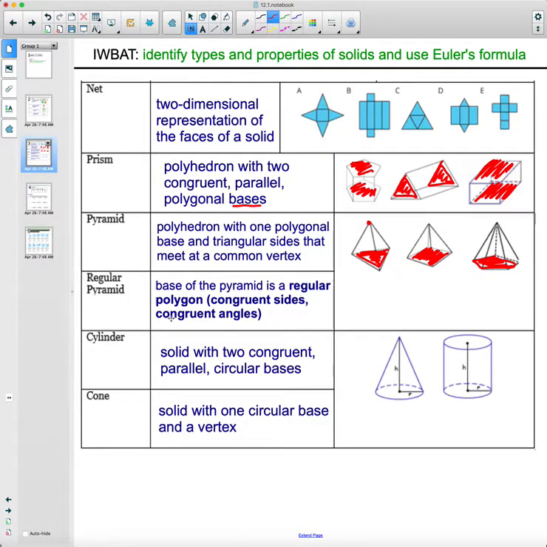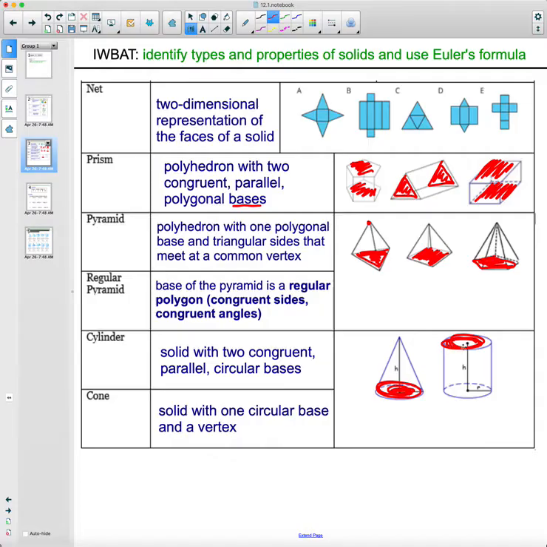A regular pyramid means that the base is a regular polygon. So a regular pentagon would have all sides being the same, all angles being the same. Then if the base isn't a polygon, if it's a circle, remember a circle isn't a polygon because of the curve, then you get a cone. So a cone has one circle as the base. This is very similar to pyramids, just with a circle base.